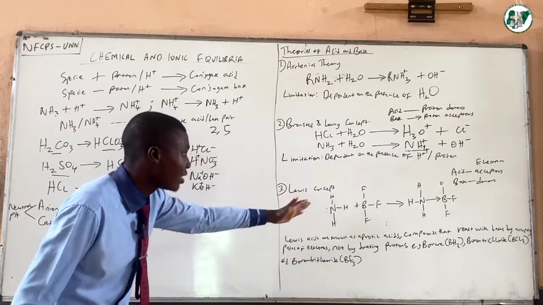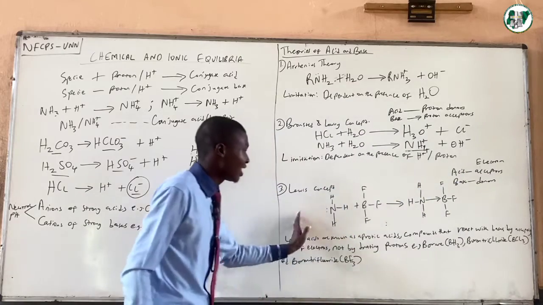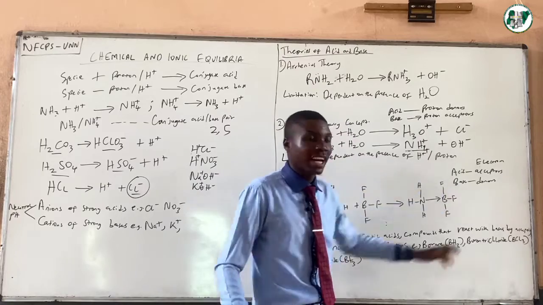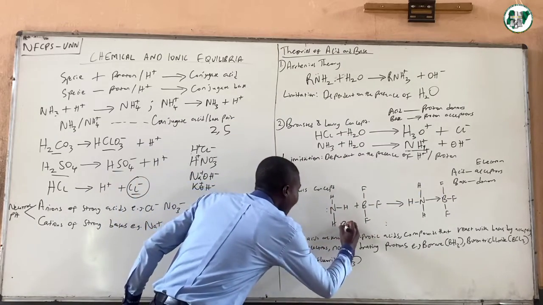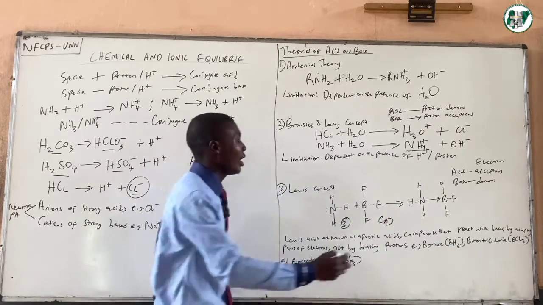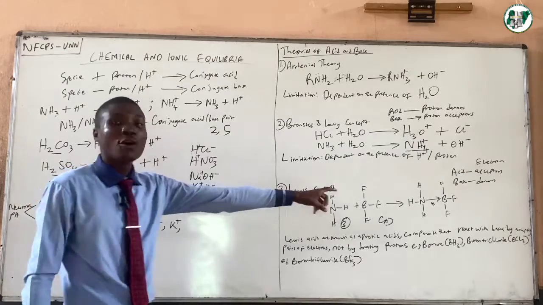Now, according to Lewis, acids are acceptors of electrons. Which of them is accepting electrons? The boron trifluoride. According to Lewis, bases are donors of electrons. Which of them is donating? The ammonia. So according to Lewis, this happens to be the base and this happens to be the acid. And then you're going to form a coordinate bond. You're going to form a coordinate covalent bond.